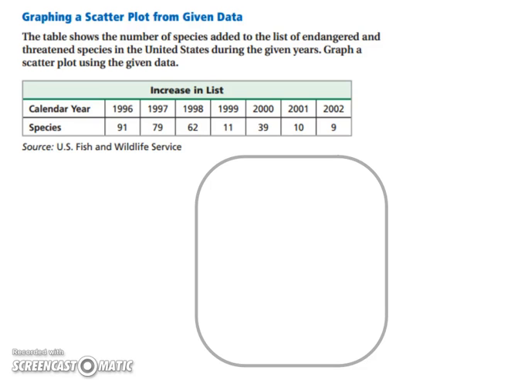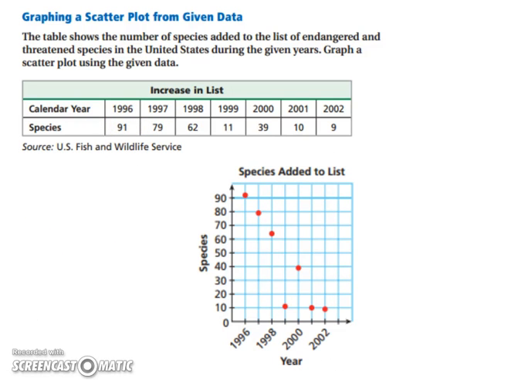Let's start with graphing a scatter plot from a given set of data. The table shows the number of species added to the list of endangered and threatened species in the United States during the given years. Graph a scatter plot using the given data. Your calendar year will be across your x-axis, and the number of species will be across your y-axis. So at 1996, you'll plot a point at 91. And there is your scatter plot.